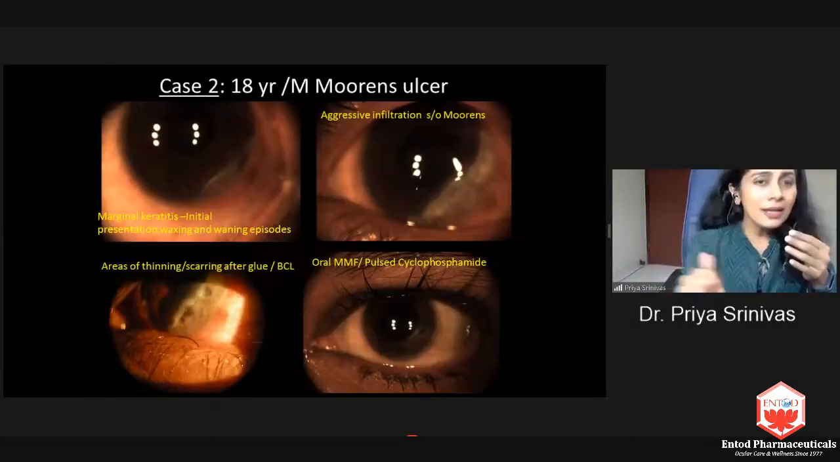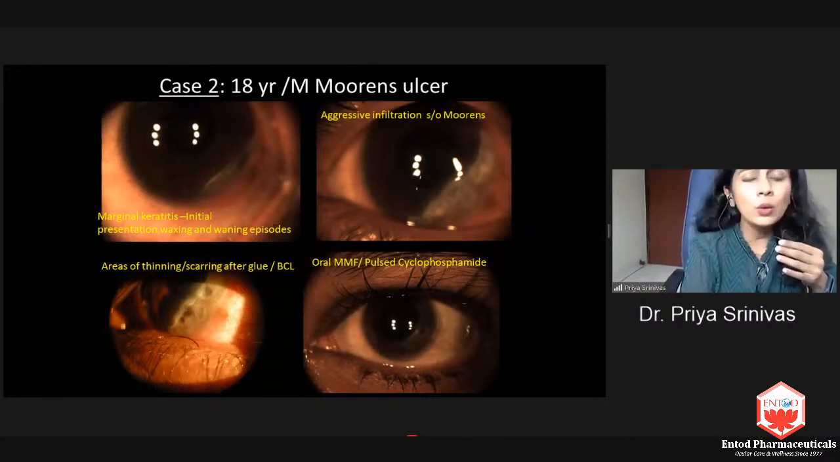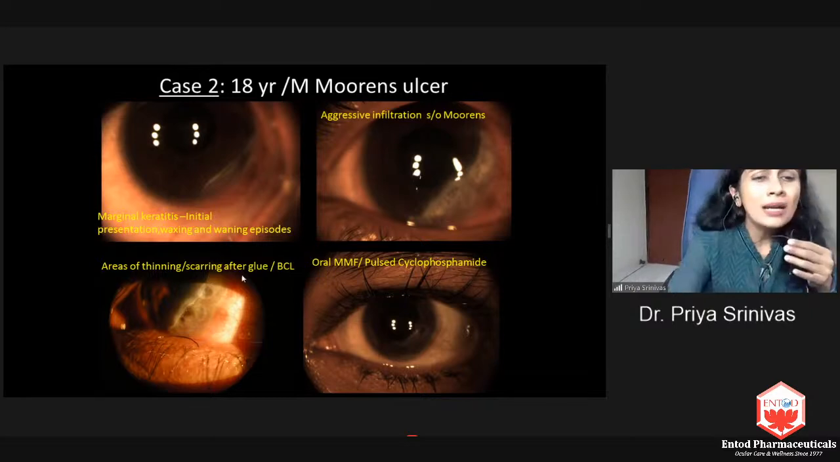Moving on to the next case, this was an 18-year-old male who was seen by my earlier colleague for about 4 to 6 months, and he was treating him with soft steroids for some marginal keratitis like this. This was affecting.